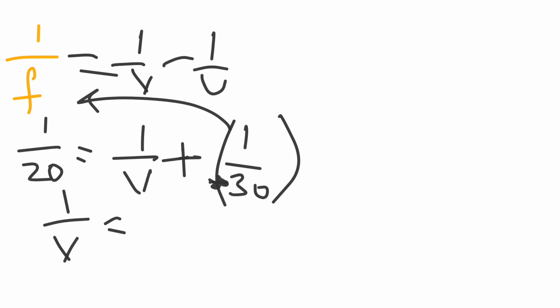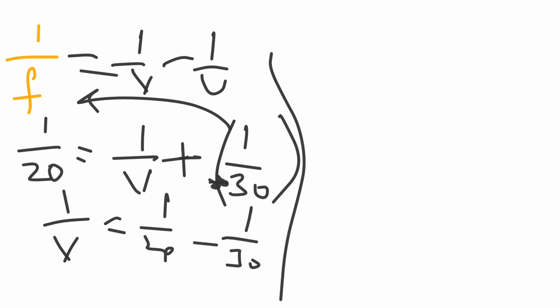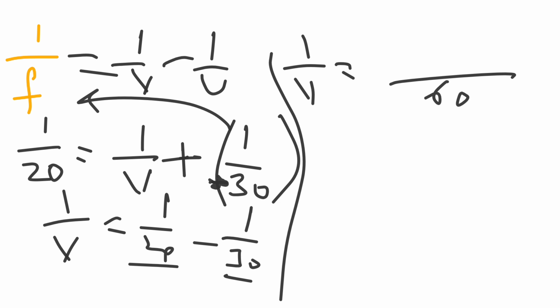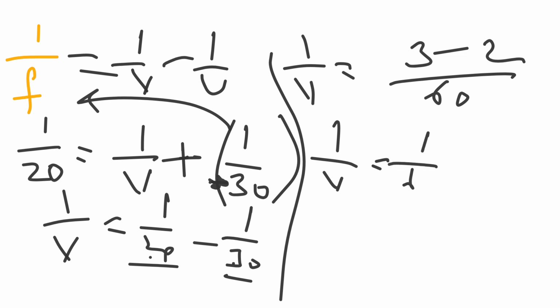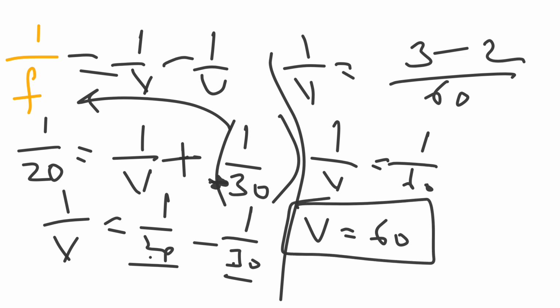You'll get 1 by v is equal to 1 by 20 minus 1 by 30. If you do the LCM for 20 and 30, you will get 60. 20 goes into 60 three times, and 30 goes into 60 two times. So 1 by v is equal to 3 minus 2, 1 by 60. Taking the reciprocal, v is equal to 60 centimeters, right? So the image is formed at 60 centimeters from the lens because the image v value is positive.